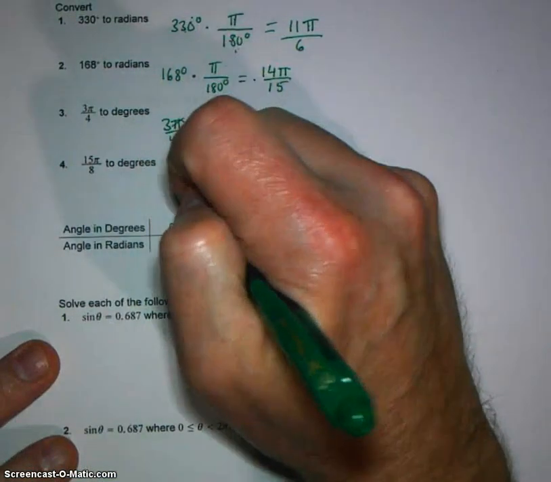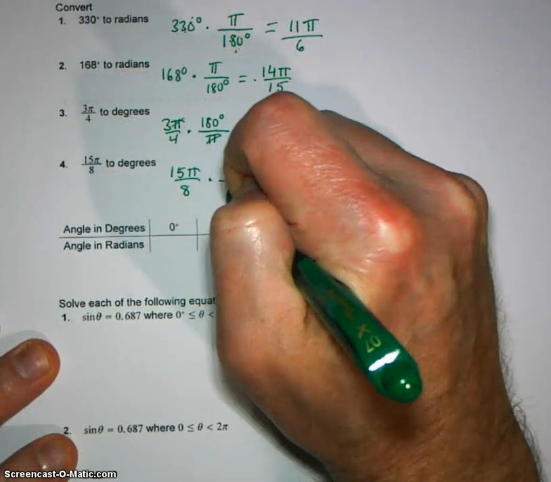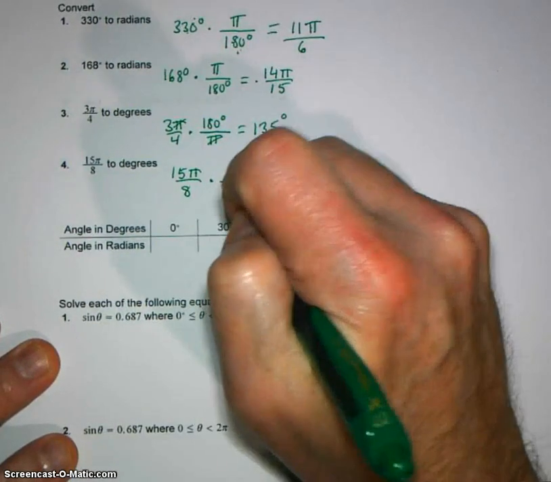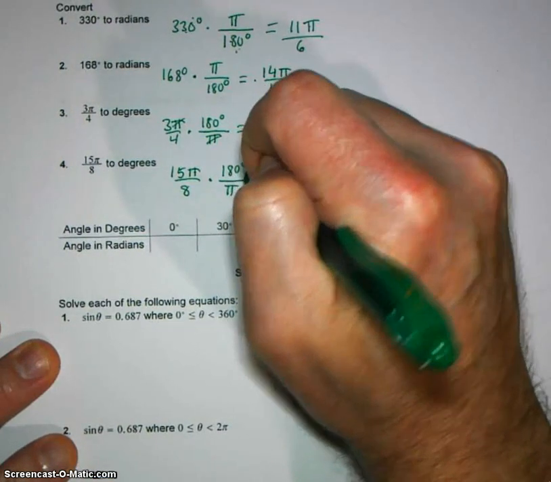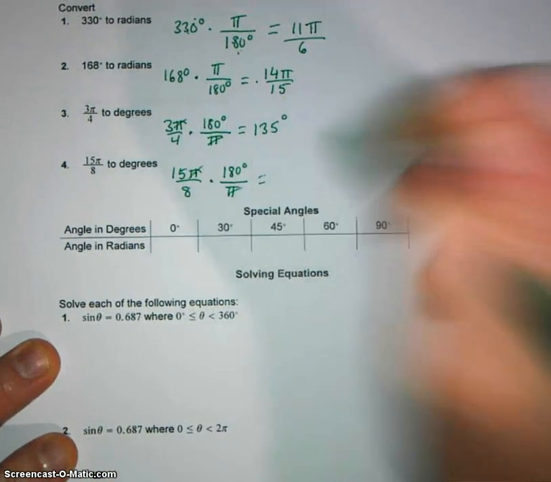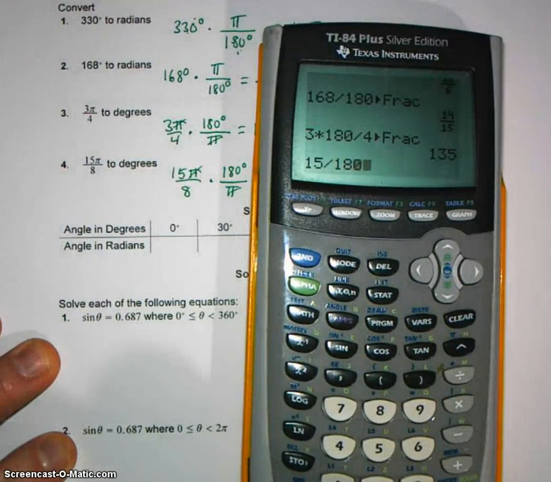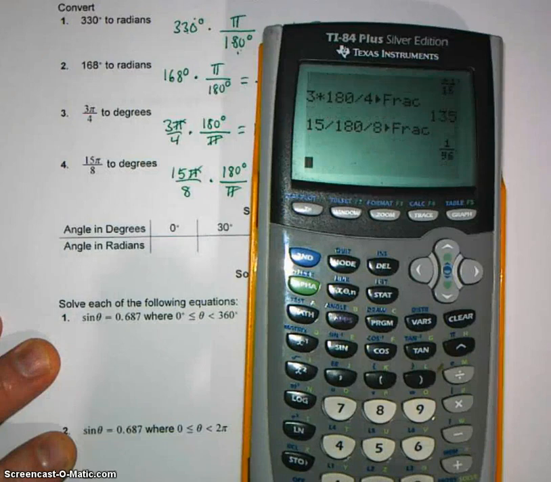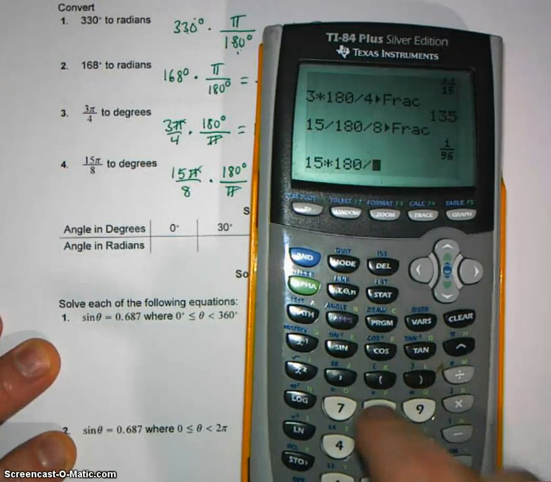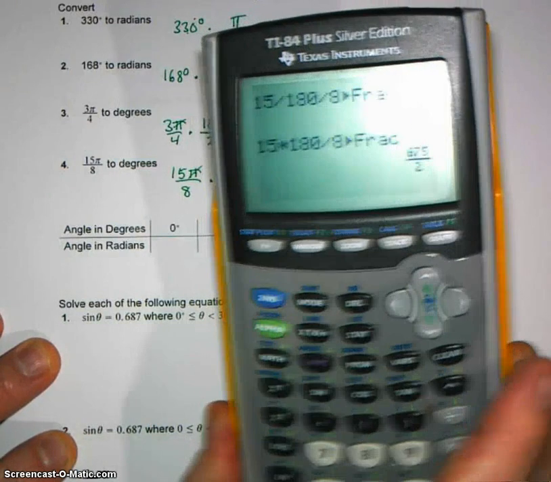Okay, last one of these. 15 pi over 8. Again, I have radians. I want to get rid of radians, so radians goes on bottom and degrees go on top. The pi's reduce out. 15 times 180 over 8. Give me a fraction. Now give me a fraction. 675 over 2.